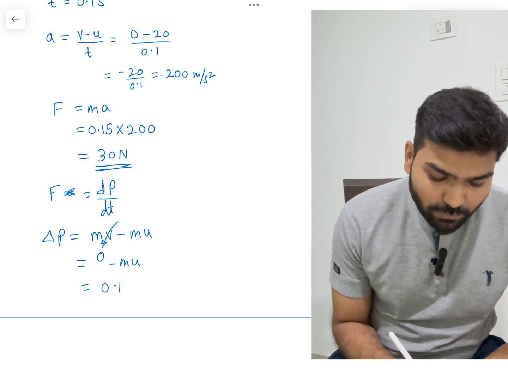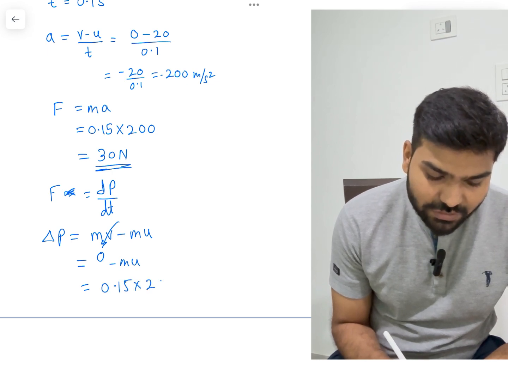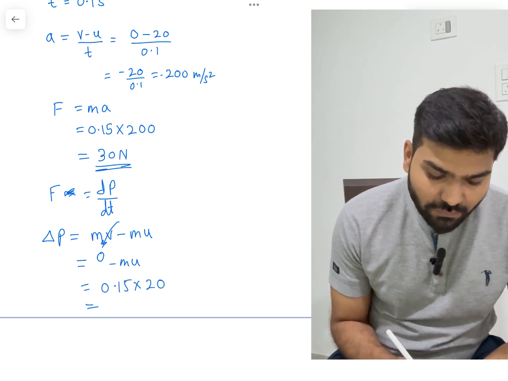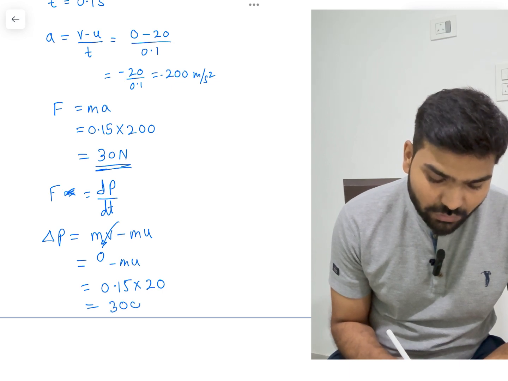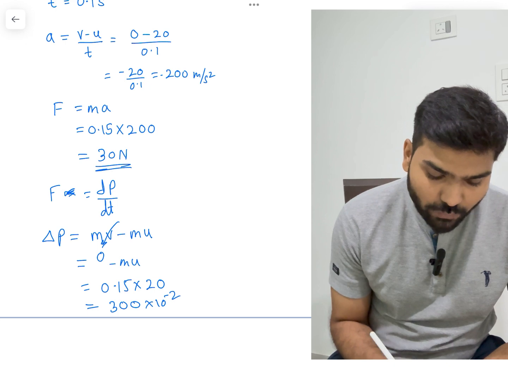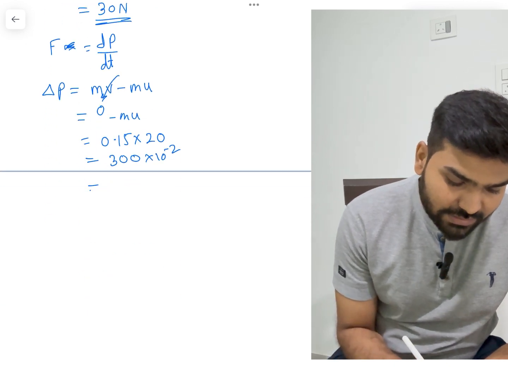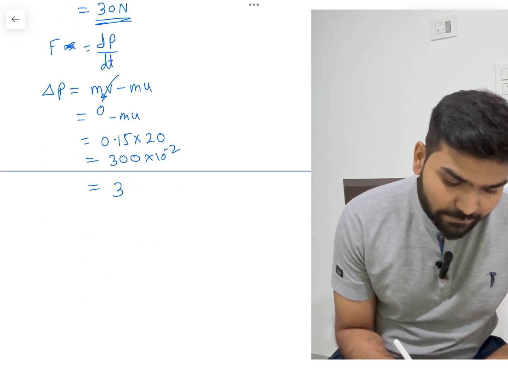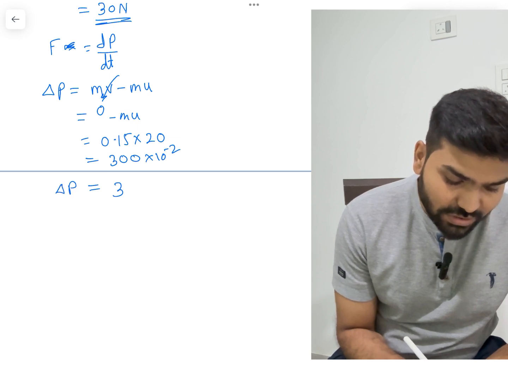So mass is 0.15 and speed is 20, which means here what we get is 0.15 into 20, which is 300 into 10 raised to minus 2, मतलब let us consider this as 3, is the change in momentum.